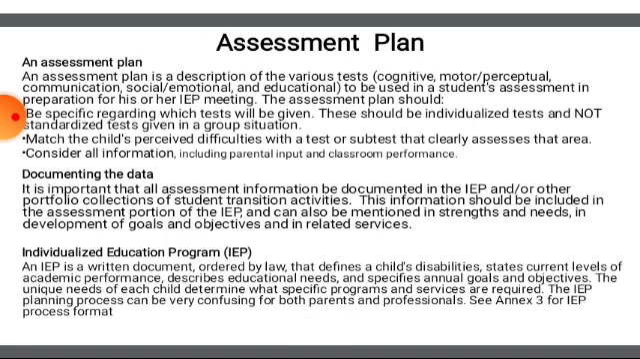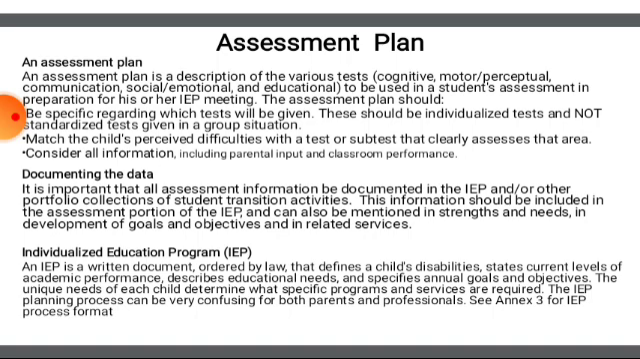Let's talk about the assessment plan. An assessment plan is a description of various tests: cognitive, motor, perceptual, communication, social, emotional, and educational, to be used in a student's assessment in preparation for his or her IEP meeting. The assessment plan should be specific regarding which test will be given. These should be individualized tests and not standardized tests given in a group situation. Match the child's perceived difficulties with a test or subtest that clearly assesses the area. Consider all information, including parental input and classroom performance.